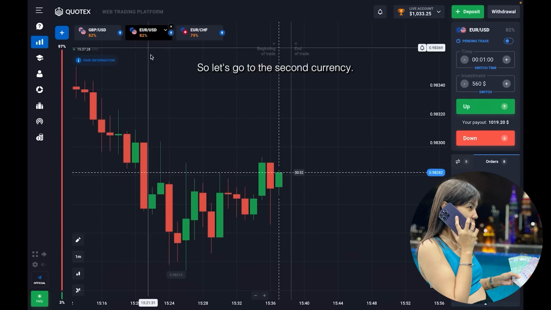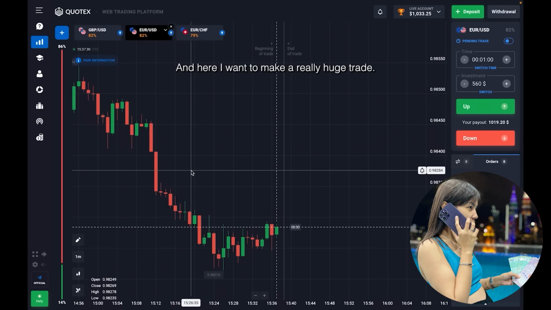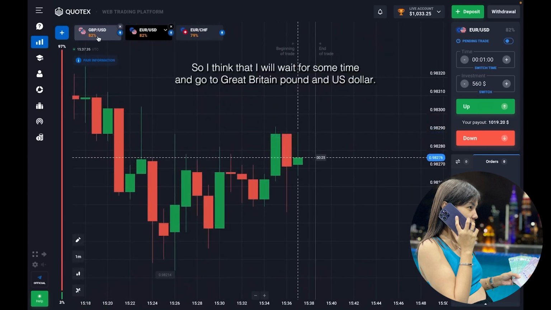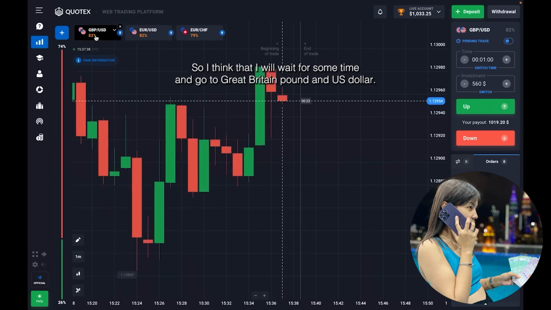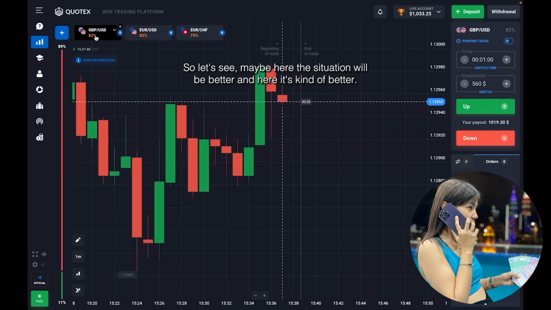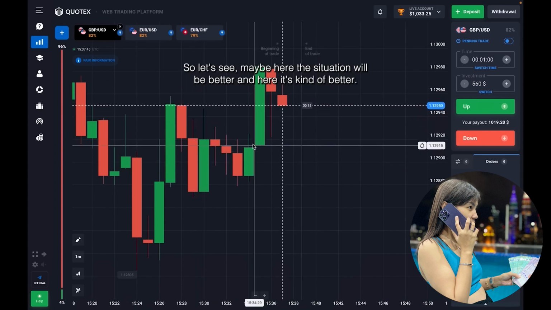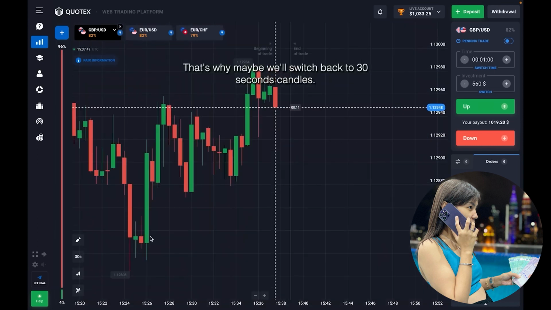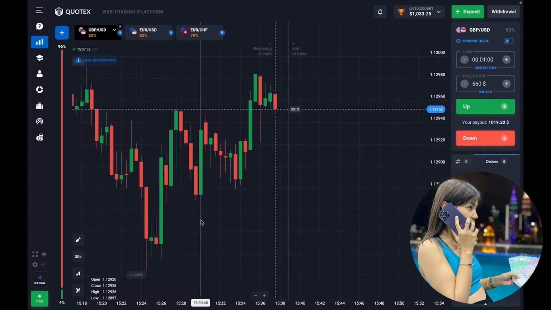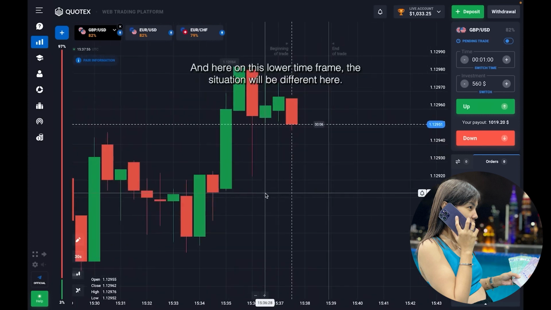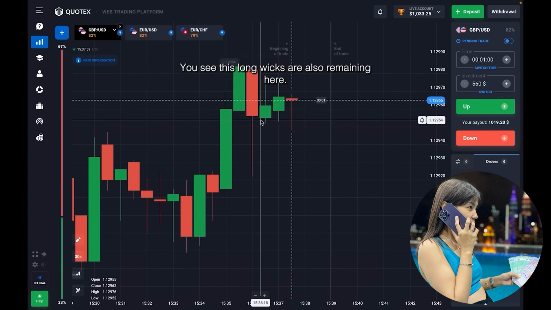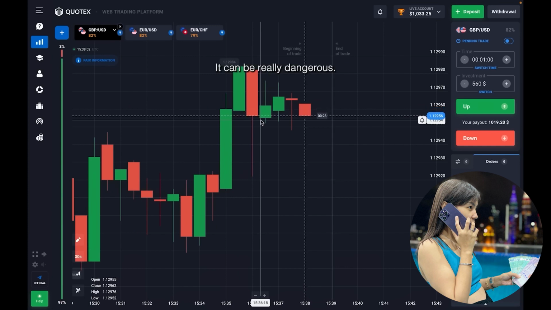Let's go to the second currency, and here I want to make a really huge trade, but you see the volatility here is rather big. I think that I will wait for some time and go to Great Britain pound and US dollar. Let's see, maybe here the situation will be better, and here it's a kind of better, but also the wicks are too volatile. So that's why maybe we will switch back to first second candles. And here on this lower time frame, situation will be different, and you see the long wicks are also remaining here. It can be really dangerous.